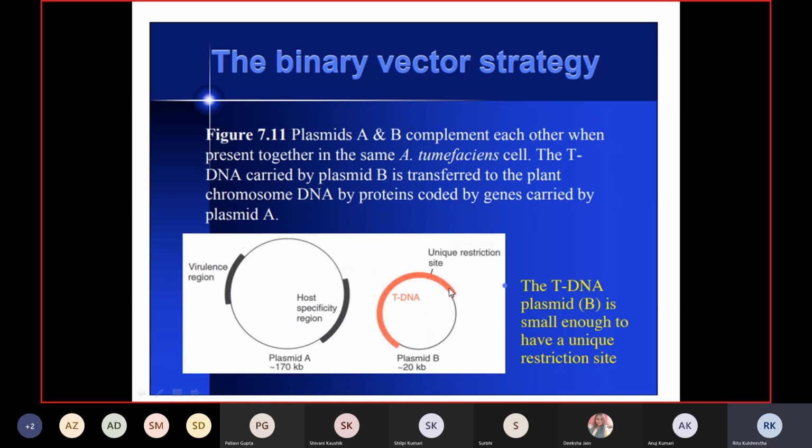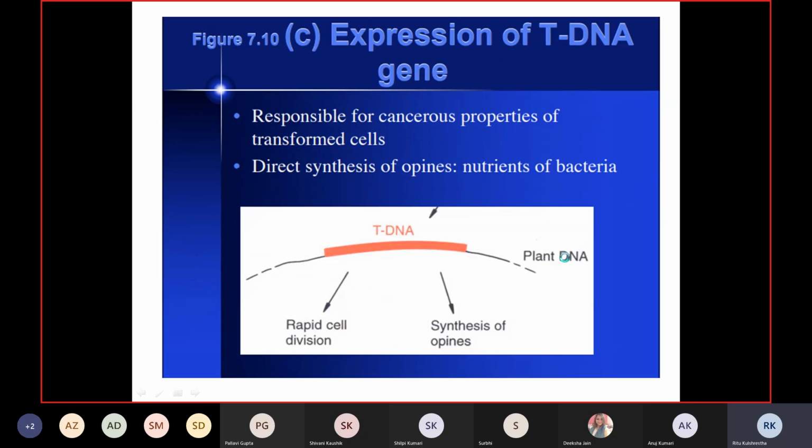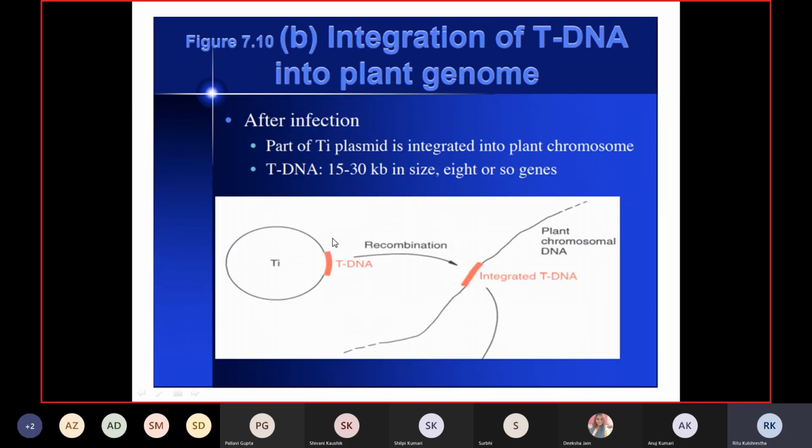Once you have your gene of interest here, you transform the agrobacterium with both of these plasmids. Only thing is that now agrobacterium has its plasmid divided into two regions. This plasmid will lead to the vir products being made. These products will ensure that the cut is made on either side of the tDNA and this region is transferred to the plant cell. Once inside the plant cell, the tDNA gets integrated into the plant chromosomal DNA.